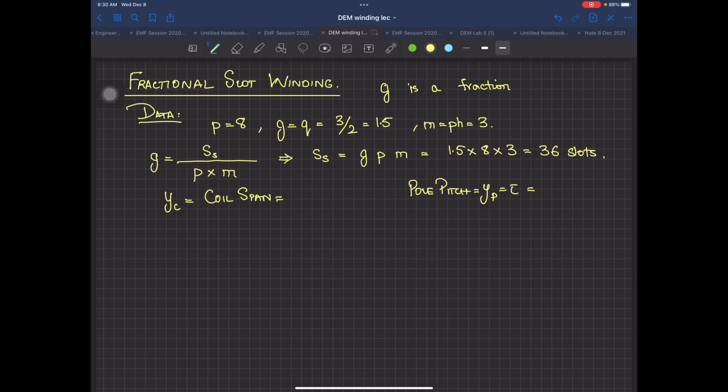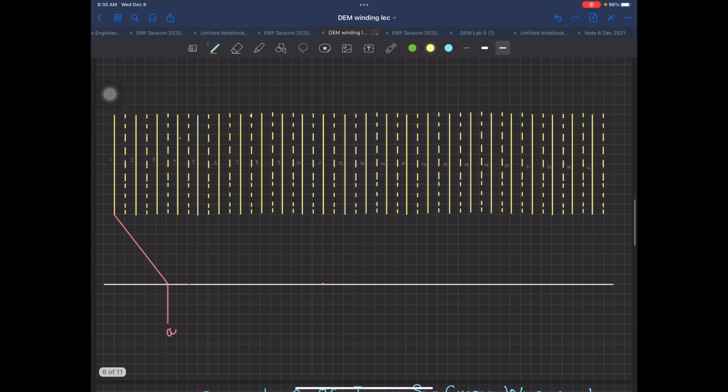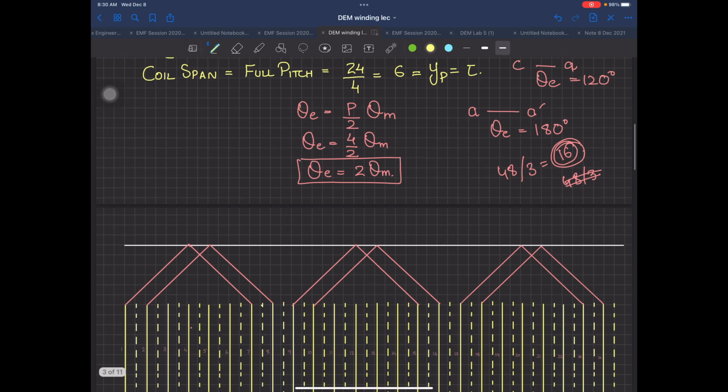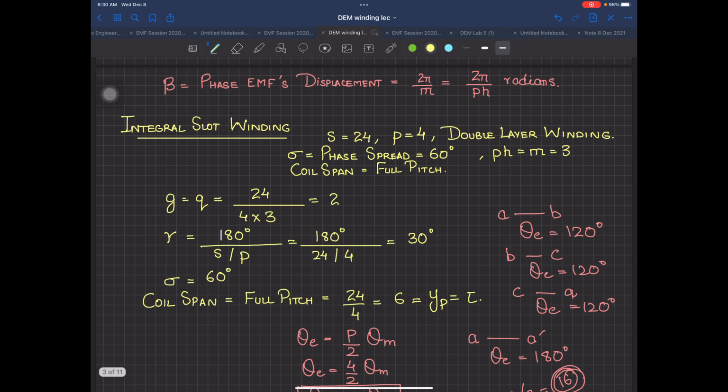Okay, this is lecture number 25, and today we are talking about the fractional slot winding. Previously, just a little reminder of what we have done up till now, we talked about the integral slot winding. That was on Monday. It was a double layer winding. Remember, single layer is never possible in these types of winding, so it's always double layer.